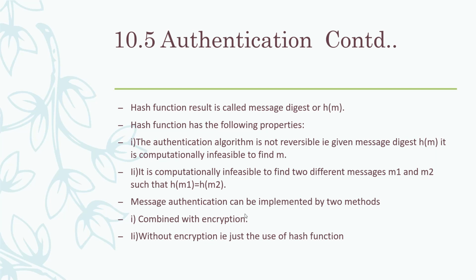As I said earlier also, a hash value is just like a fingerprint. It is unique for different messages. Message authentication can be implemented by two methods. One is combining the hash value with the encryption, that is, after the hash value is generated, it is encrypted and then transmitted. In the second implementation, the hash value is not encrypted; the computed hash value is attached with the message and it is transmitted.